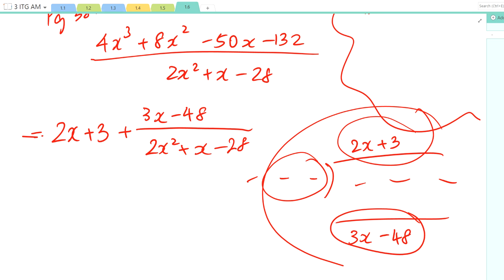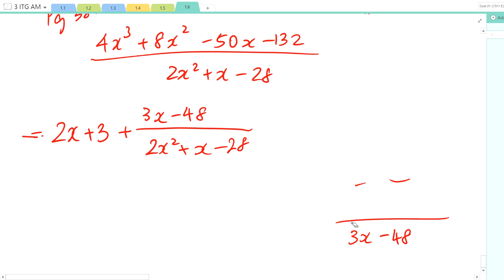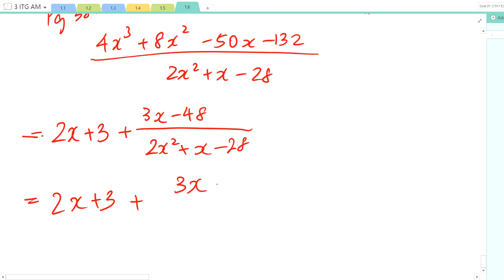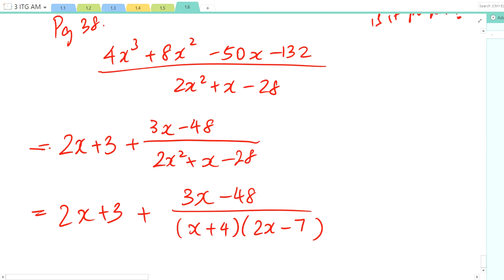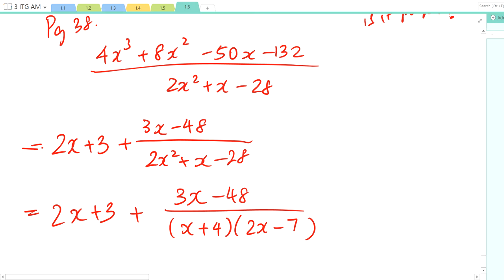Okay? So let's skip a few more steps. You all know how to factorize. We are going to end up with 2x plus 3. Nothing changes. Numerator doesn't change. 3x minus 48. Over, when I factorize it, we will get x plus 4, 2x minus 7. Okay? So, there are two steps already so far. Are these two steps anything different from what you have learned? No, nothing different. All the same.